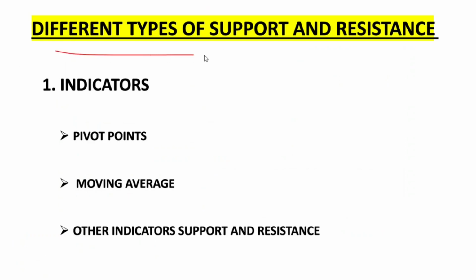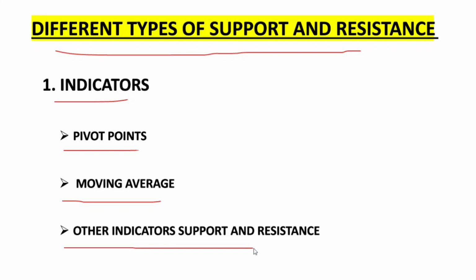So, different types of support and resistance. The first is indicators. You can draw support and resistance levels using pivot points, and even moving averages can give some support and resistance levels, and other indicators also give support and resistance levels in your chart. Whatever indicator you are using, on that basis you can understand the support and resistance levels for your chart. Usually I use pivot points and moving averages. Let us see how pivot points and moving averages can be support and resistance levels in your chart.